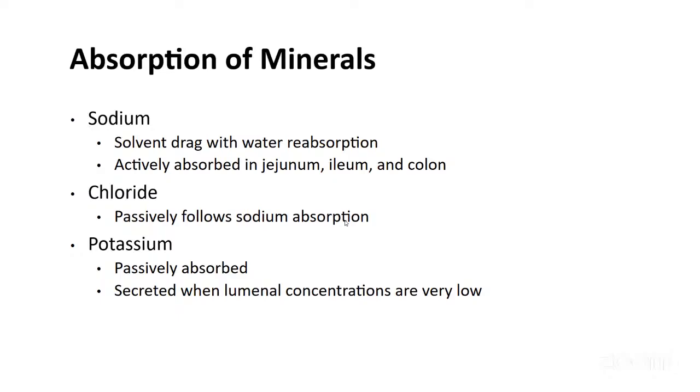Potassium absorption is kind of passive, but how exactly that works is going to depend on what you've been eating and what the concentration of potassium is in your foodstuff and in the lumen of the GI tract, because we can also secrete potassium. So when we have a low potassium environment in the lumen, we may end up secreting rather than absorbing potassium.